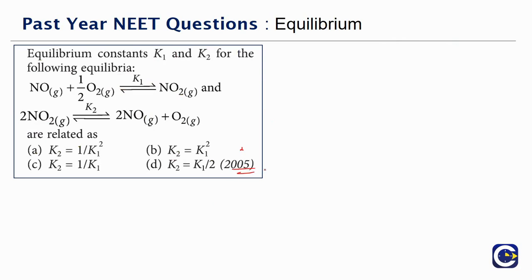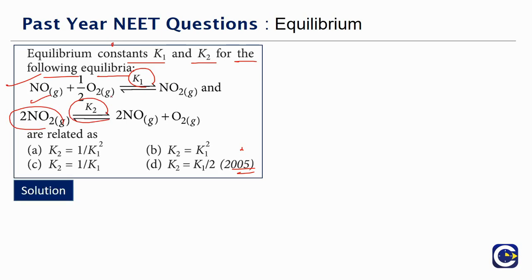Next, we have another question that has come in the year 2005. This is a straight question based on the equilibrium constant modification. So look at this. The equilibrium constants K1 and K2 for the following equilibria. First is NO plus half O2 gives rise to NO2, for which the equilibrium constant is K1. Second is 2NO2 gives rise to 2NO plus O2, and the equilibrium constant for this is K2. So we have to find the relation between the two.